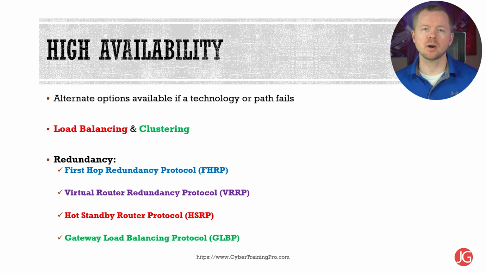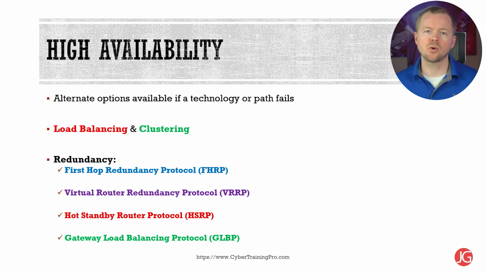High availability, or HA, is an extremely important concept for data centers. High availability at its core means to have alternate options available in case a technology or a path fails. You can easily switch over. Some of the high availability options include load balancing, where you can share the workload between two or more systems. For example, you might have traffic alternating which router it goes to. Clustering is a form of load balancing that groups equipment, like servers, together so that it appears as one to the user, but they share the workload and each one can take over if the other fails.